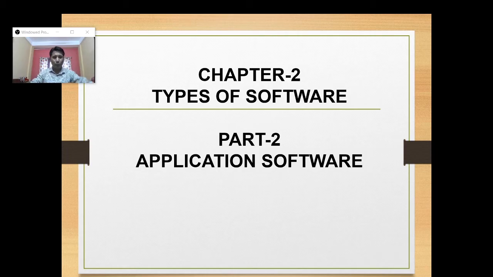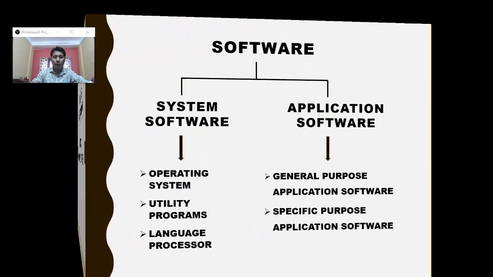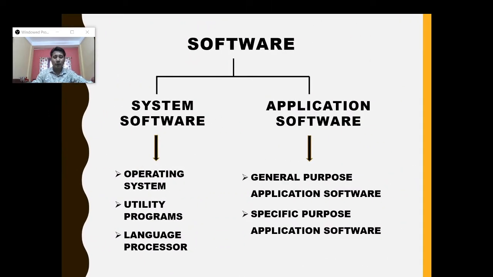Hello children, welcome back. So today we will go to part 2 of chapter number 2, types of software. Your today's content is about the application software. So in this content we are going to learn about general purpose application software and specific purpose application software.